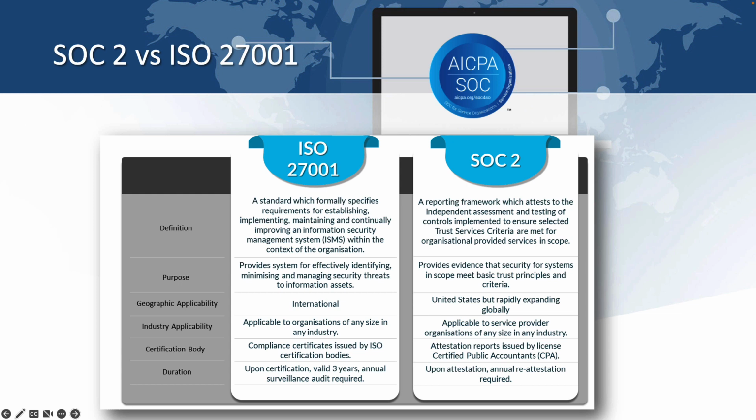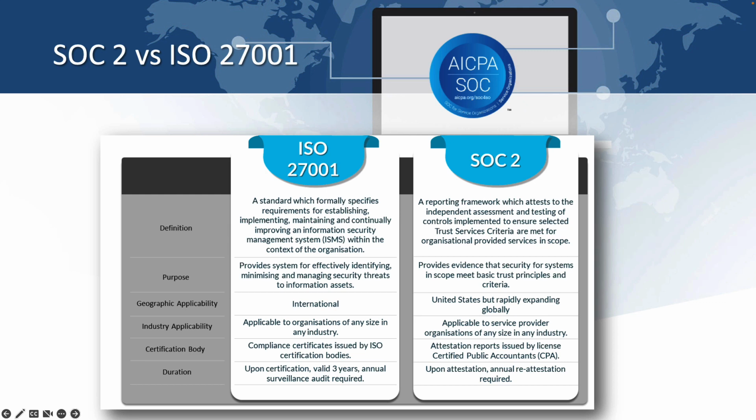From the SOC 2 perspective, as we said, it's not a security framework, it's just a reporting framework which has been created by accountants, which can attest to the independent assessment and testing of certain controls in your environment based on trust service criteria that can be applicable. So as you can see here, SOC 2 is more relaxed than the robust ISO 27001.